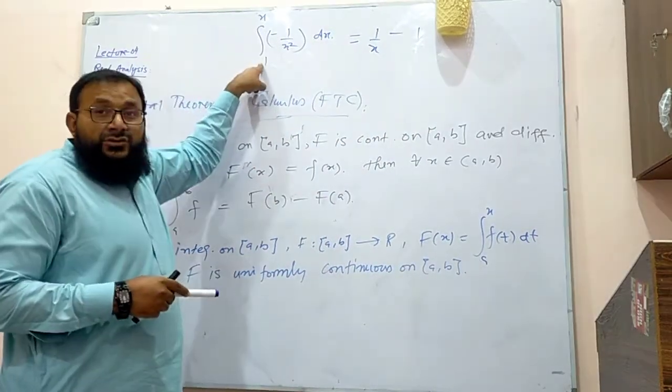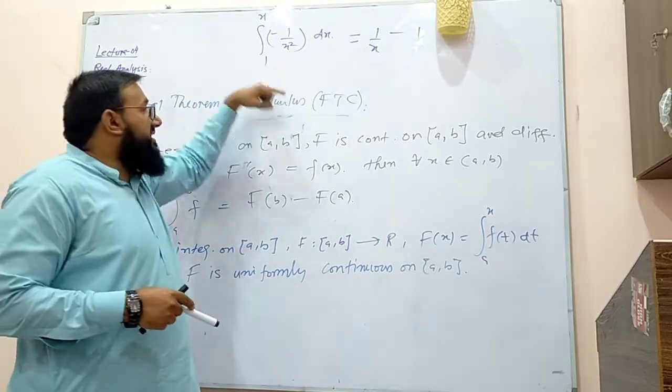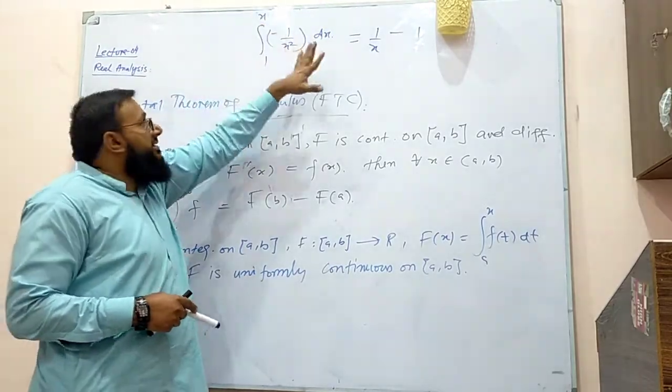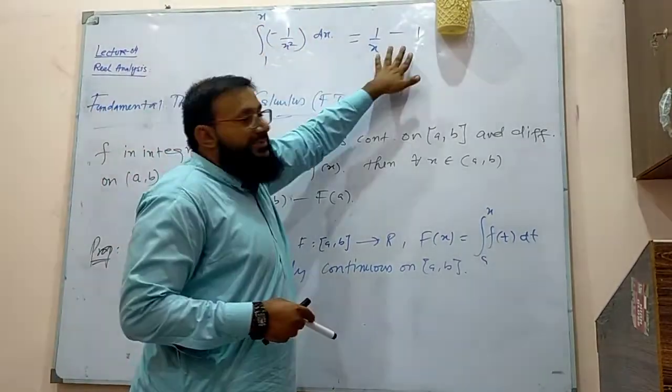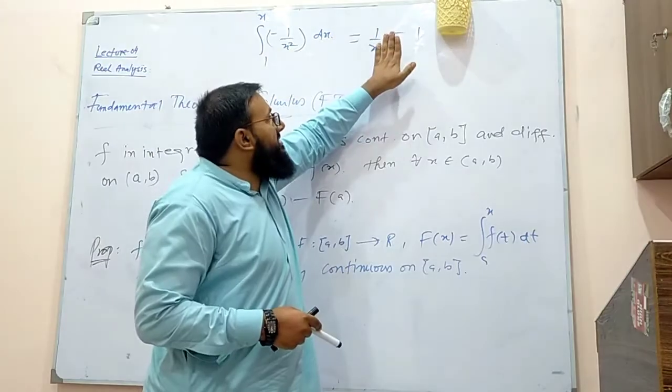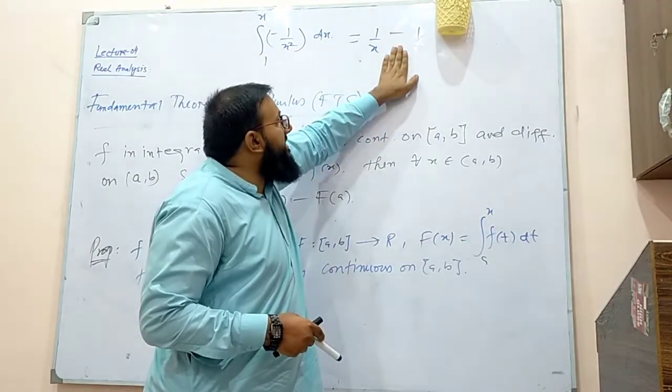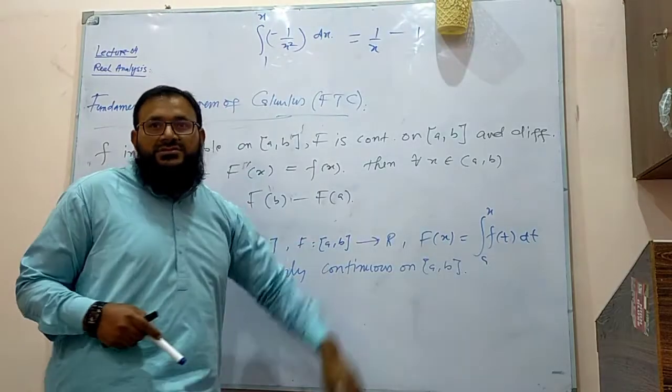I was writing 0, there was a problem. That's why I am writing from 1 to x. The integral from 1 to x is going to be this one. Is this uniformly continuous from 1 to some x?